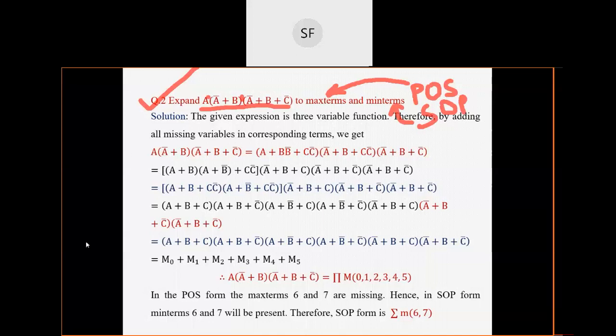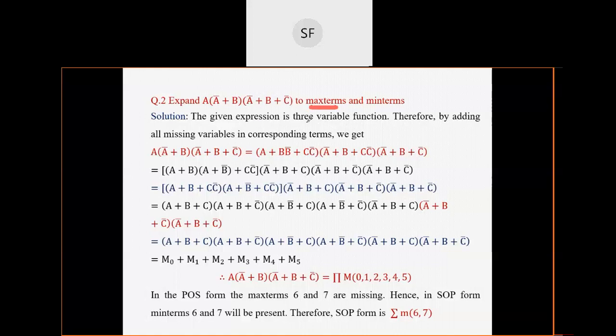Here now, how to approach this? Okay, so we have found out that this expression is in POS form. So we will go for the max term first. But how will you get the max term? You have to convert this POS form into standard POS form. Then you have to do these many manipulations in order to get the standard POS form.